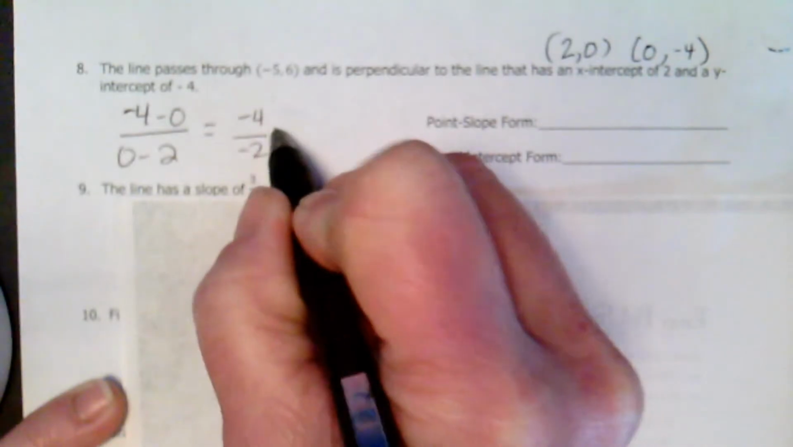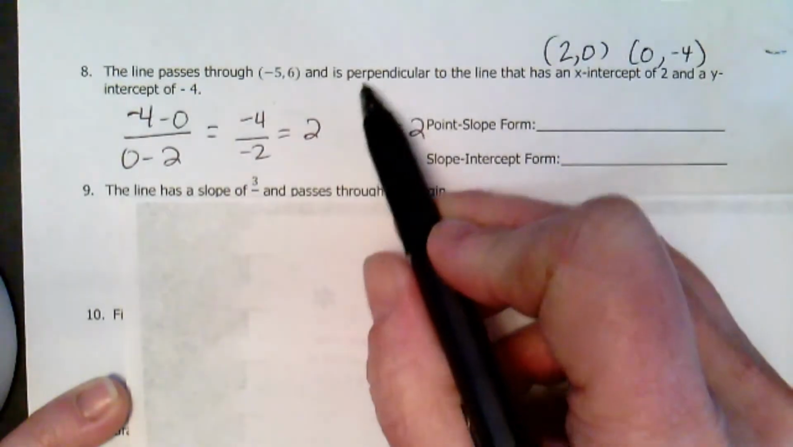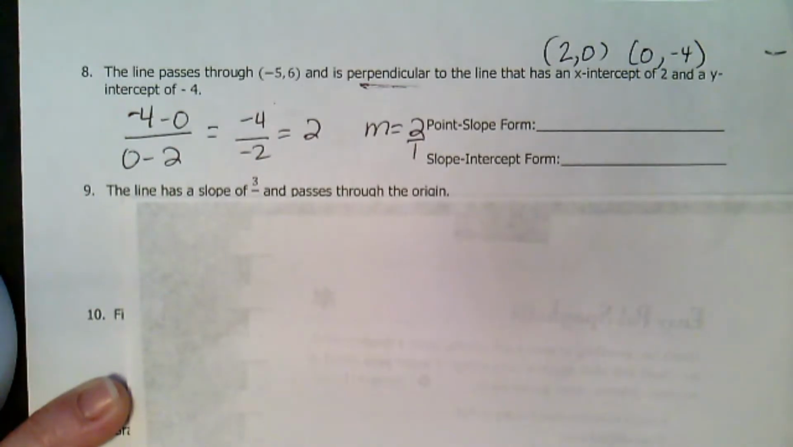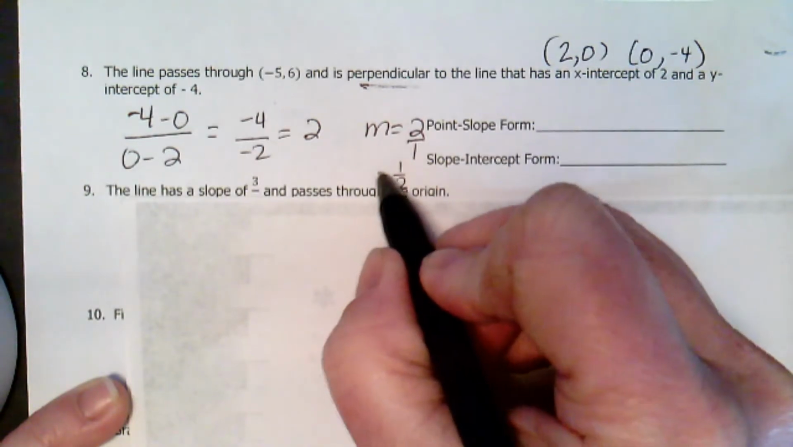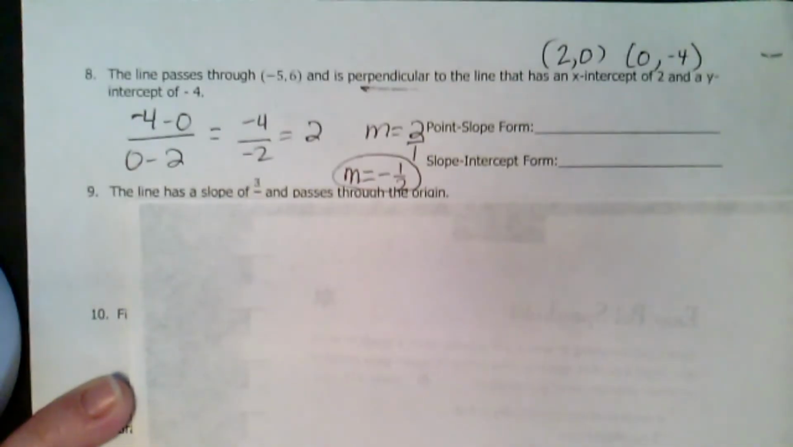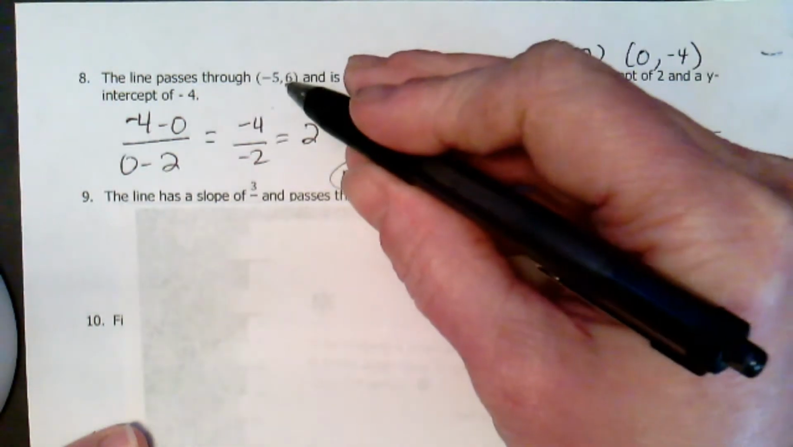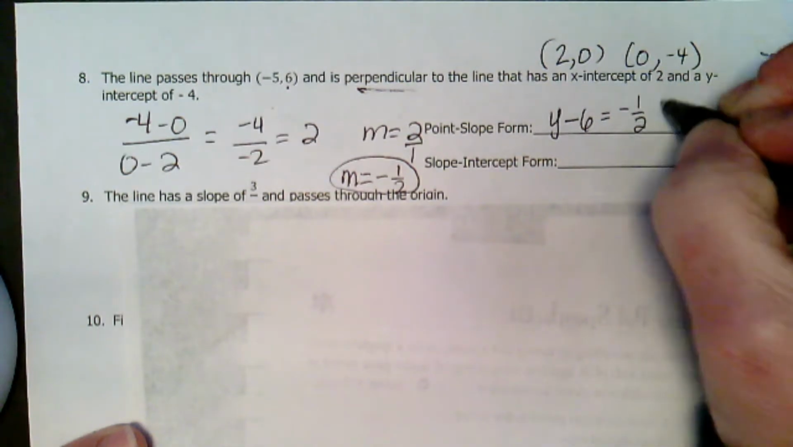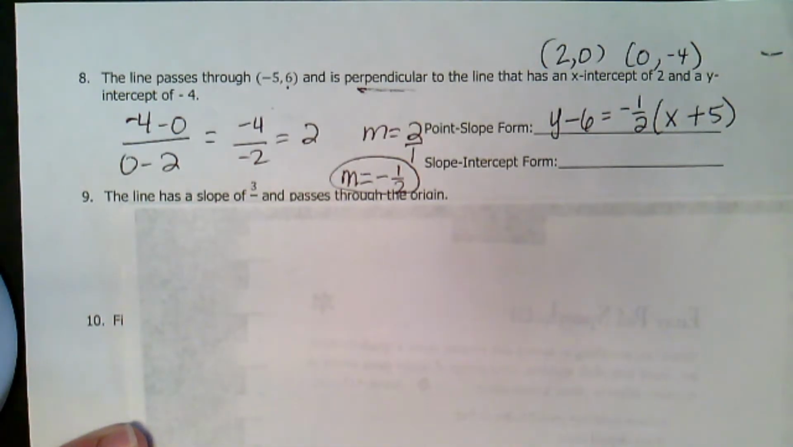So our slope is 2 for this line. Now it says it's perpendicular, which means we're going to flip it and make it the opposite. So our slope for our new line is -1/2. So we'll take the points they give us. Y take away 6 equals -1/2 X take away -5. And there's our first.